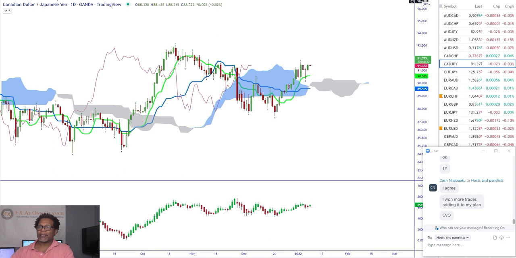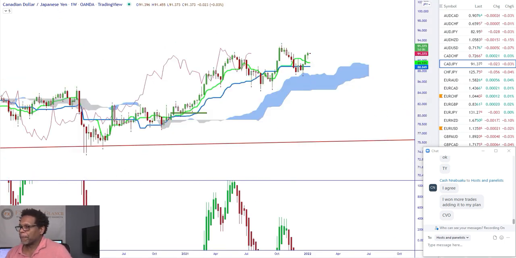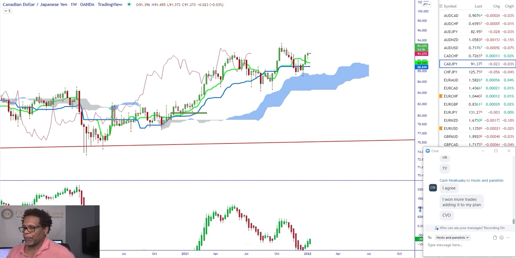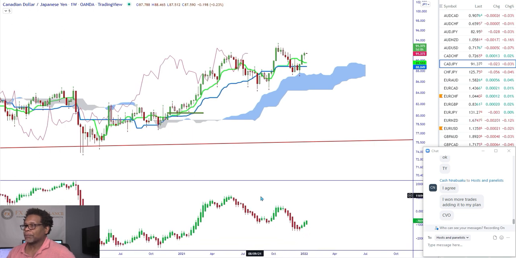All right, so now we're looking at the Cad Yen. Let's go to the weekly time frame. Weekly time frame is very bullish. All right, everything's in a line. Oh, we're not in a line. Here's what we see happening. So we did get the drop, and now what are we?